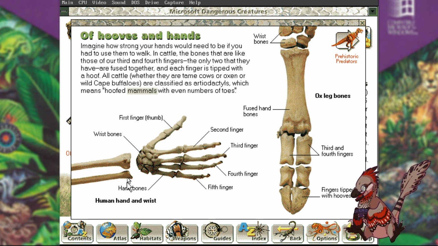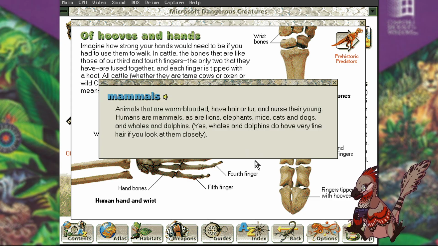And once again, you have the definition of mammal. Mammals. Animals that are warm-blooded, have hair or fur, and nurse their young. Humans are mammals, as are lions, elephants, mice, cats and dogs, and whales and dolphins. Yes, whales and dolphins do have very fine hair if you look at them closely. And I did not know that they actually have, like, hair. I thought their skin, their hide, was completely smooth. So that's interesting to know that they actually did have hair.